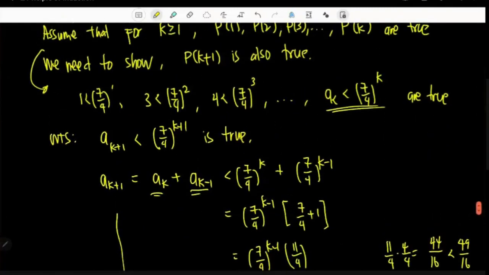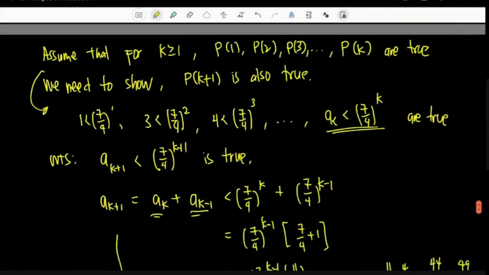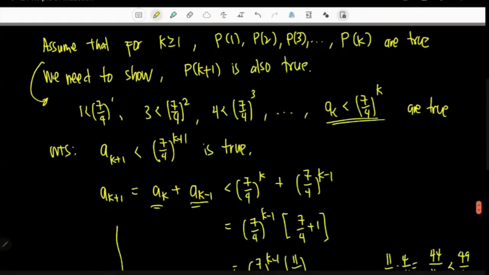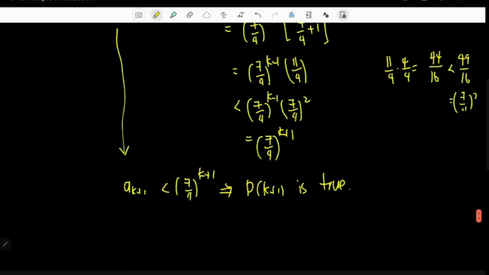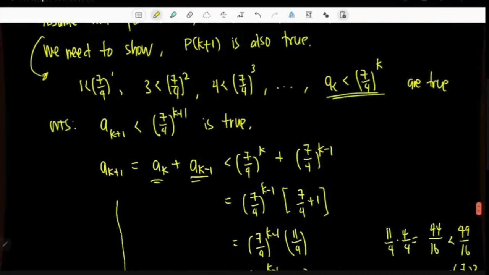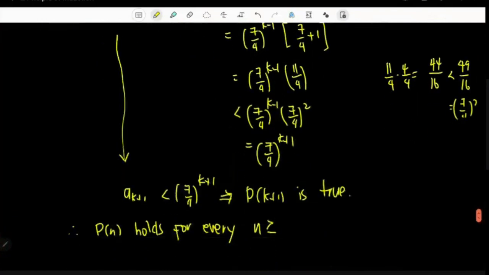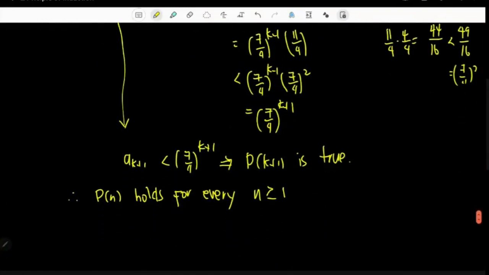So by assuming that the statement is true for P of 1, P of 2, and so on up to P of k, we were able to show that it is also true for P of k plus 1 by the second principle of mathematical induction. Therefore, P of n holds for all n greater than or equal to... So what's our starting point? Our starting point is 1. And we are done.